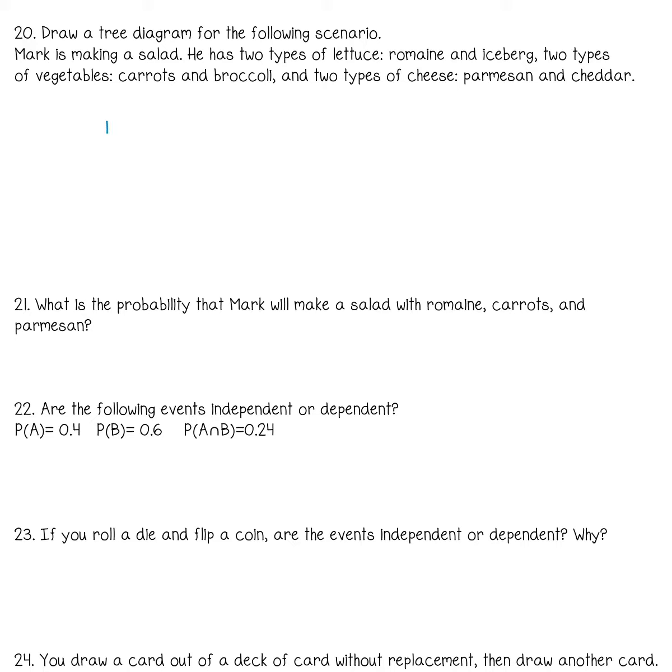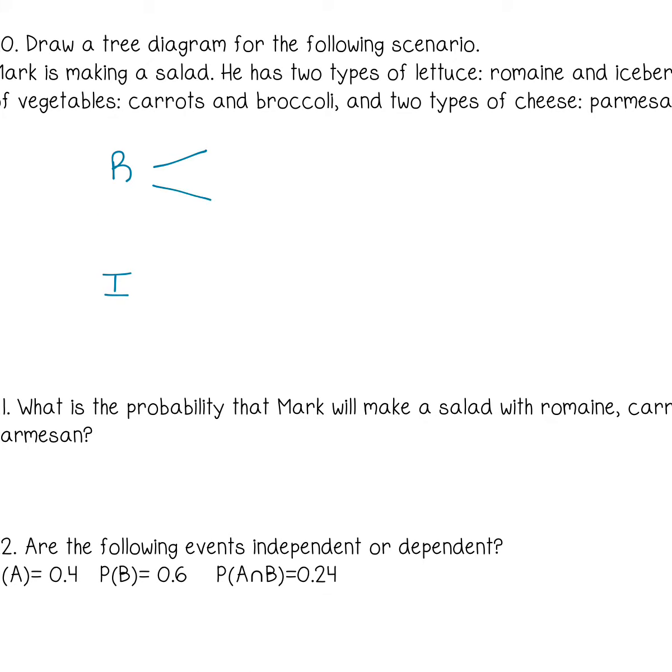So remember, we start with our two types of lettuce. So we've got romaine and iceberg. Now, when I do my romaine, it can go to carrots or broccoli. Iceberg has the same option, carrots or broccoli. And then from carrots or broccoli, each one has Parmesan or cheddar. Each one has its own type of cheese.